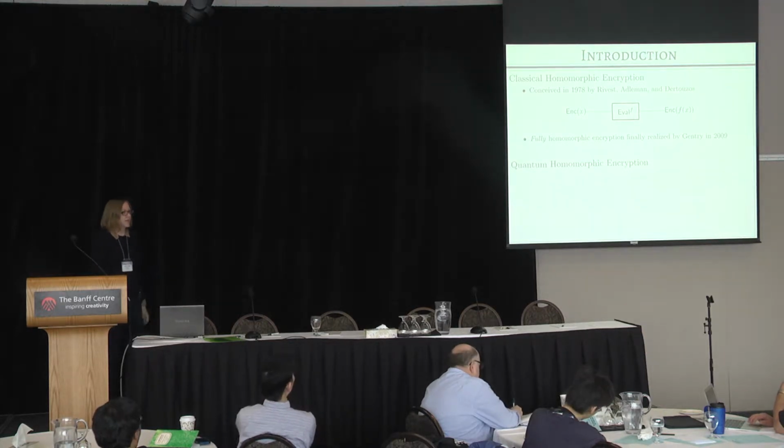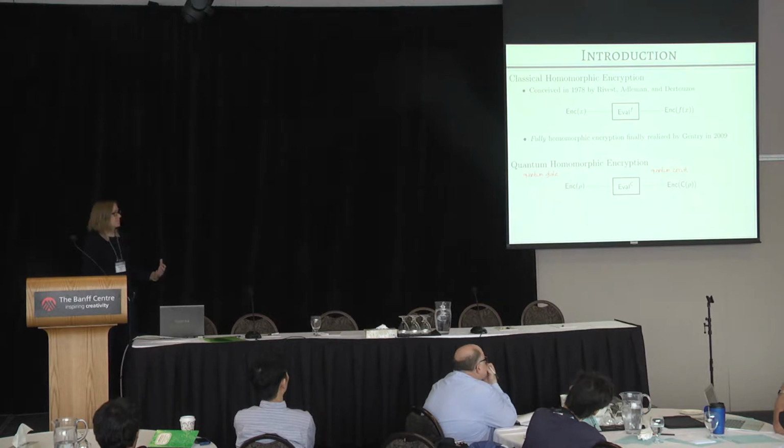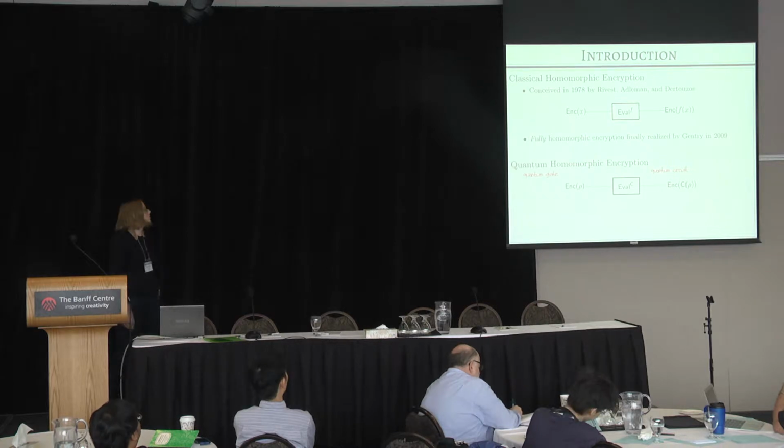And this generalizes the idea of classical homomorphic encryption in two ways. So first, we would like to be able to encrypt any quantum state, not just a classical message. So we want an encryption scheme that hides any quantum state. And furthermore, we want to be able to homomorphically evaluate any quantum circuit C on the encrypted state. So if we give someone an encryption of this quantum state rho, they should be able to turn it into an encryption of the state you would get if you applied the quantum circuit C to rho.